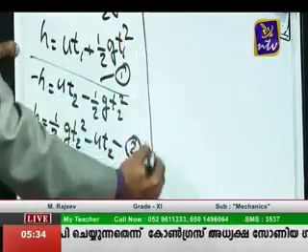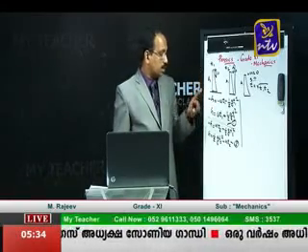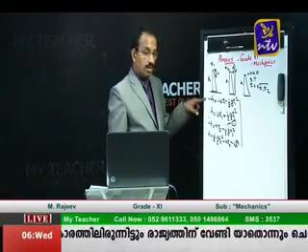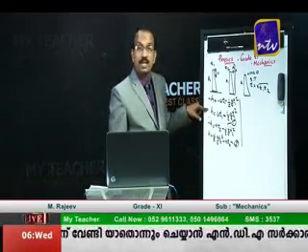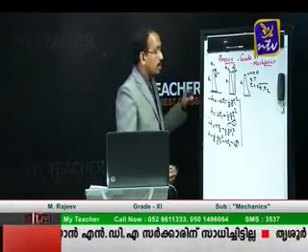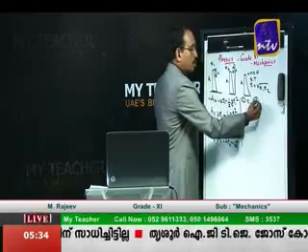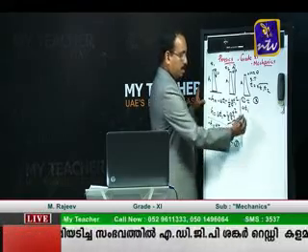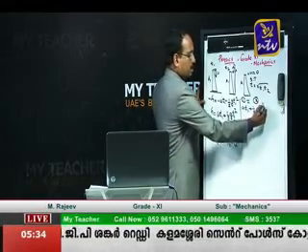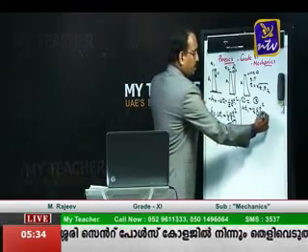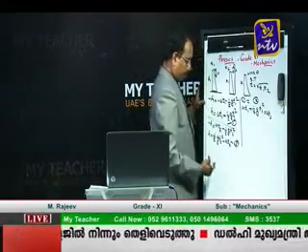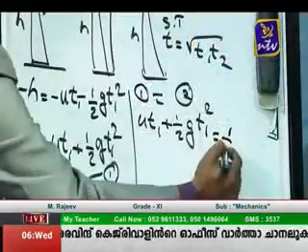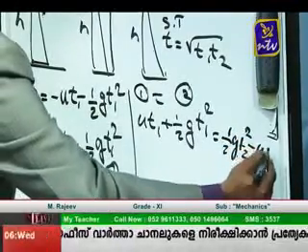Now, before going ahead with the third case, I am going to equate these 2 equations. Here h is on the left hand side, and here also h is on the left hand side, so just equate these 2. Equating equations 1 and 2, what do we get? u t1 plus half g t1 squared is equal to half g t2 squared minus u t2.